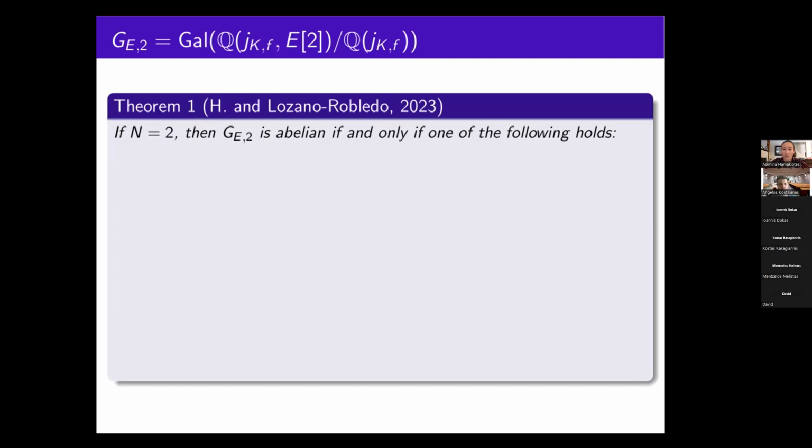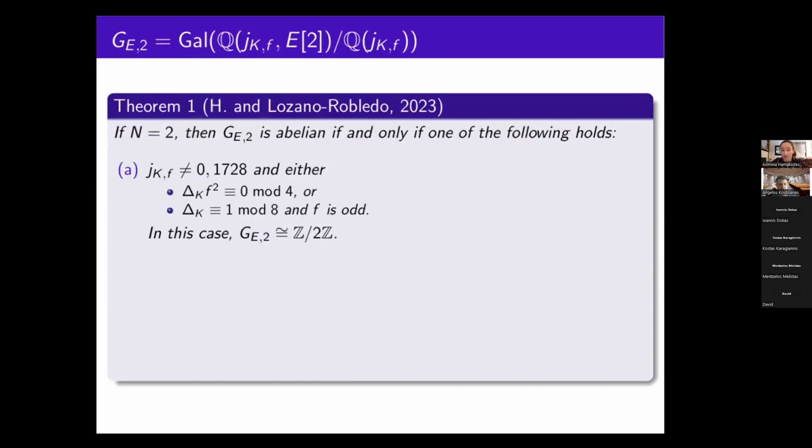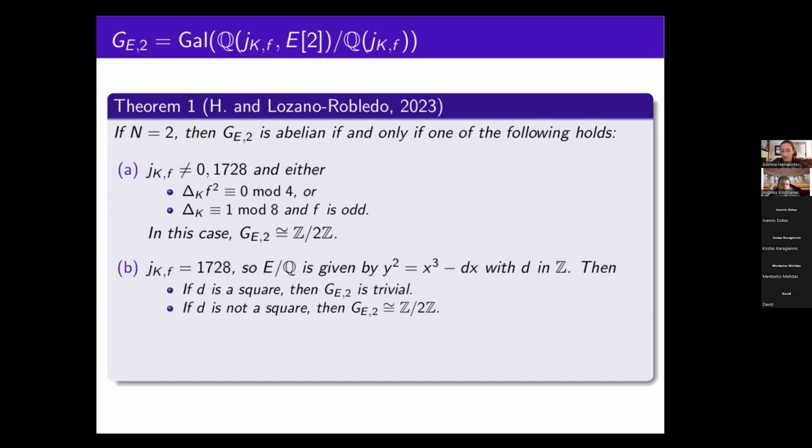If n equals 2, then G_{E,2} is abelian if and only if one of the following holds. If the j-invariant is not 0 or 1728, and we have that either Δ_{K,f} squared is 0 mod 4, or Δ_K is 1 mod 8 and f is odd, then G_{E,2} is isomorphic to Z/2Z. If j is 1728, we always have that it's abelian, but in this case, it's more a matter of what the group is going to be. If D is a square, then G_{E,2} is trivial. If D is not a square, then it's Z/2Z.